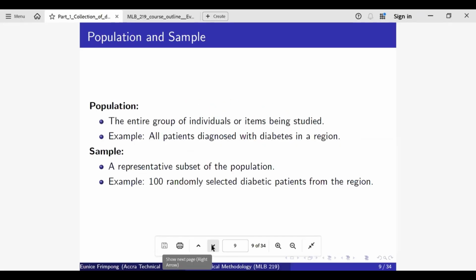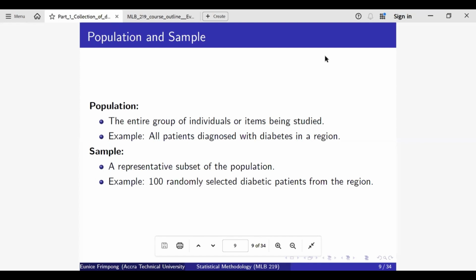Now let's look at some of the terms in statistics. The first one is population and sample, and we want to know what these two mean. So what is a population and what is a sample? A population is the entire group of individuals or items you are studying, for example, all patients diagnosed with diabetes in a region. A sample is a representative subset of the population, for example, 100 randomly selected diabetic patients from the region.